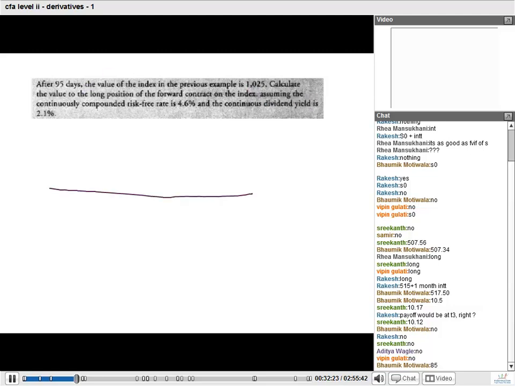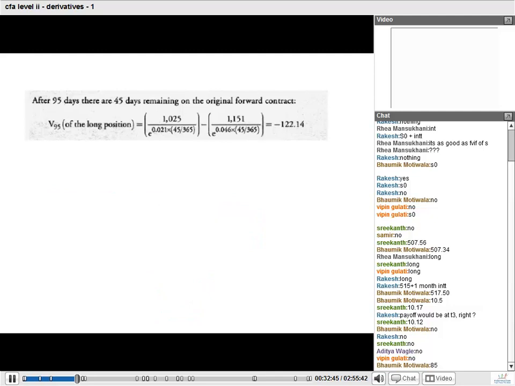The original price that we entered into was F0. We will compute the new price F1, and we'll assume that he's shorted it at F1. So F1 minus F0 upon 1 plus R raised to the power remaining time to maturity is how you solve the question. So the value comes out to be negative because the stock has moved down, so the long party will lose. The value to the short party would be an equal positive amount, so it would be plus 112.14.